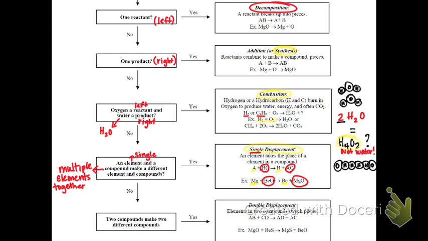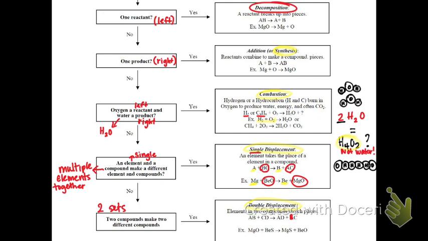Okay, so single displacement, one thing gets left out of the compound. All right, and then our last one is 2 compounds, so 2 sets become 2 different sets. This is double displacement, so multiple things. And yes, like Tyler said, this should have a B there still. So AB plus CD is going to become AD and BC.